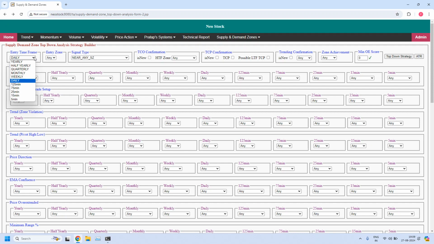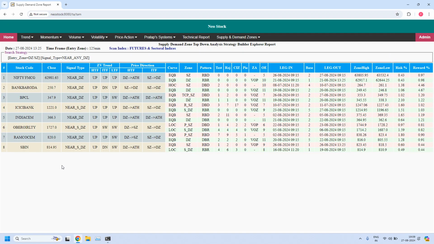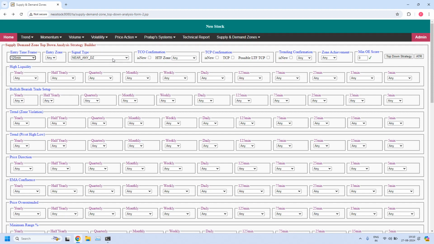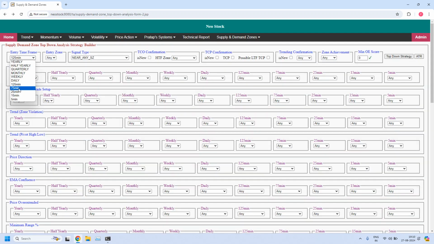Next time frame is 125 minutes. Let us find the stocks near 125 minutes demand zone. And the next report for 125 minutes time frame, let us find the stocks near 125 minutes supply zone. The next time frame is 75 minutes. Let us find the stocks near 75 minutes demand zone.